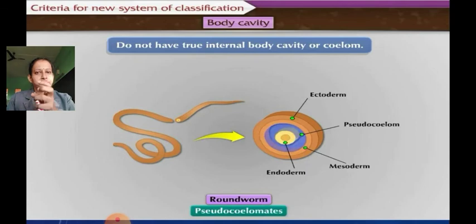Fine. So acoelomates, pseudocoelomates and eucoelomates. Those who have the presence of a body cavity are called true coelomates, eucoelomates. Those who don't have a body cavity are called acoelomates. And those who have a false body cavity are called pseudocoelomates. So this is regarding the body cavity.